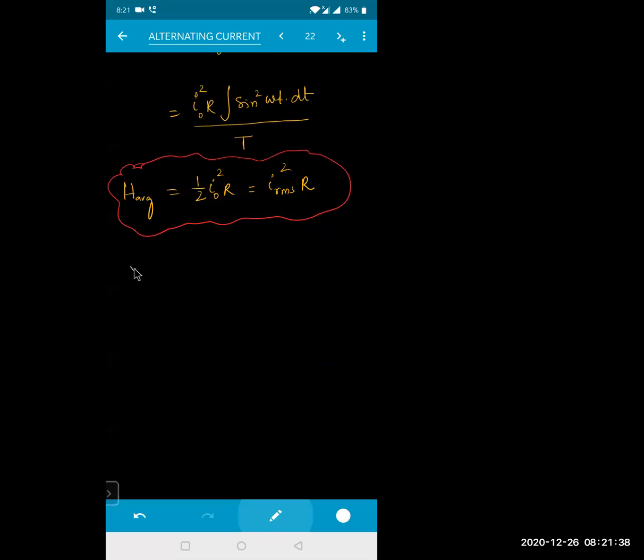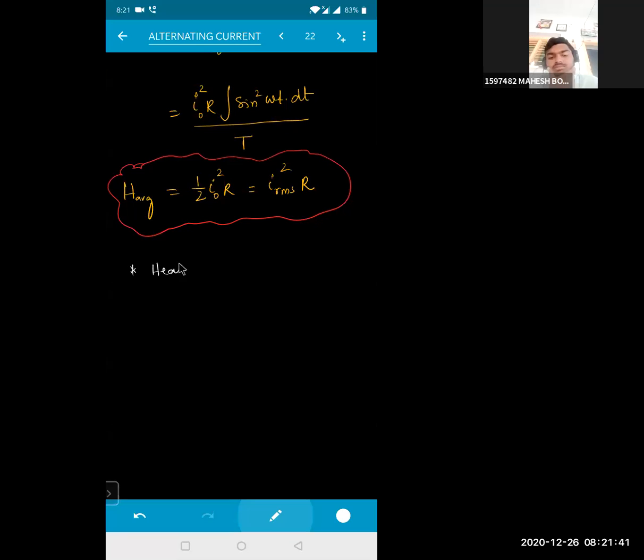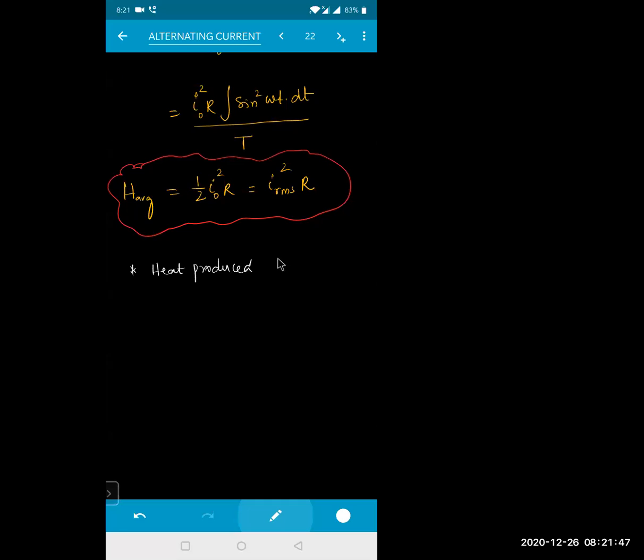Okay, so therefore I can say that the heat produced per second by your DC, the average heat, is I DC squared into capital R. Because I am taking the current due to DC as equal to I RMS. So the average heat produced will be equal to I DC squared into R.